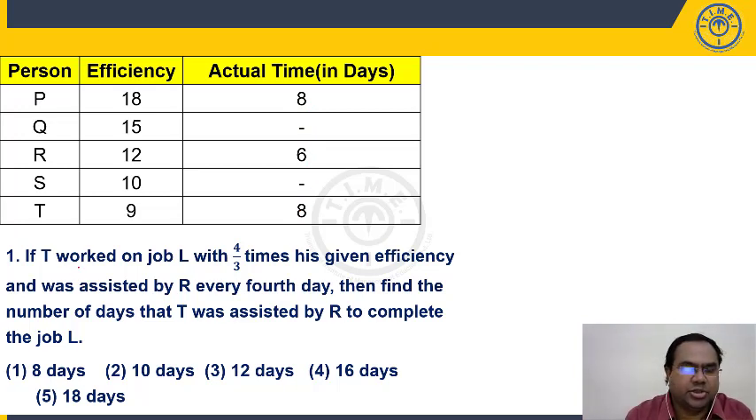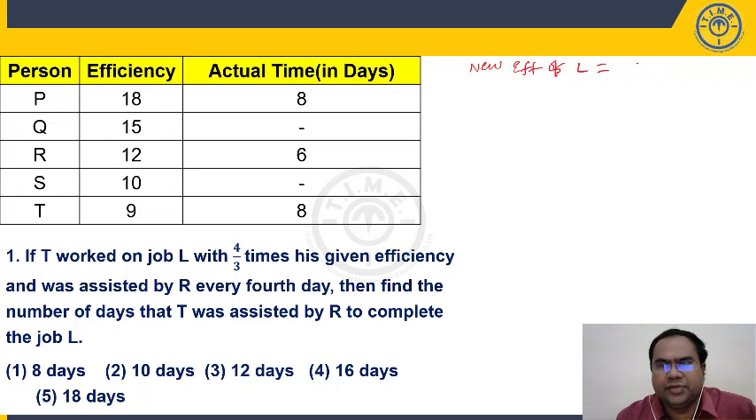Now, first question: if T worked on job L with 4 by 3 times his given efficiency and was assisted by R every 4th day, then find the number of days that T was assisted by R to complete the job L. Right? So T is working at 4/3 of its efficiency. So what is the new efficiency?